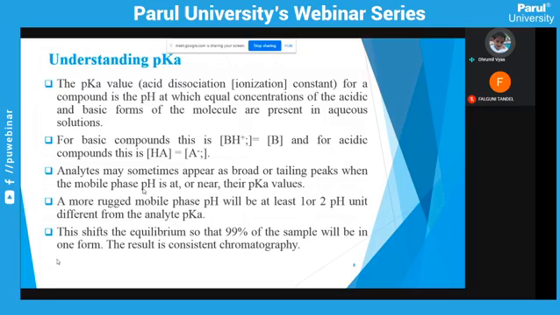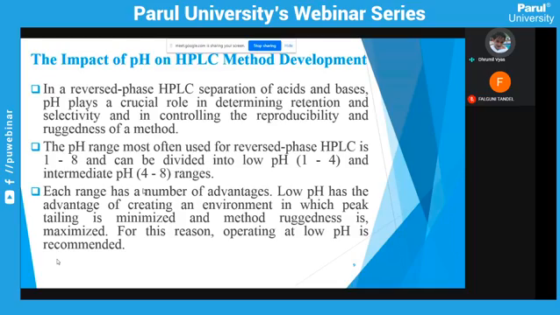And what will happen if you adjust the pH 1 or 2 units different from the analyte pKa? 99% of the sample will be in one form. It shifts the equilibrium, resulting in consistent chromatography. I hope I am able to explain the pKa impact.